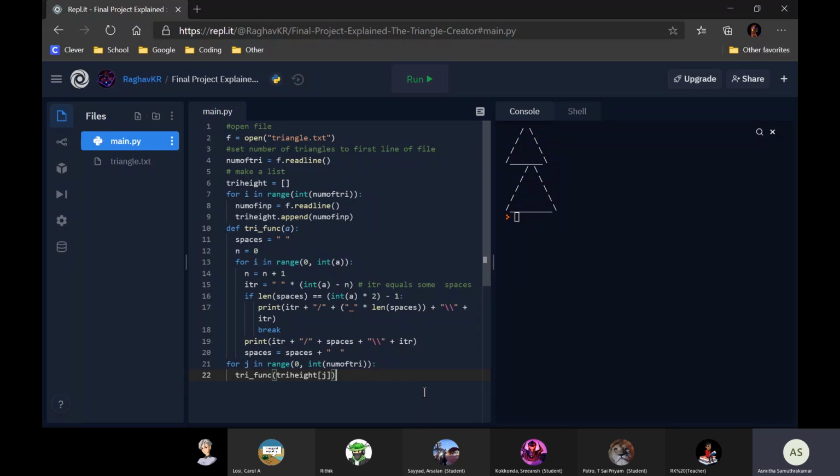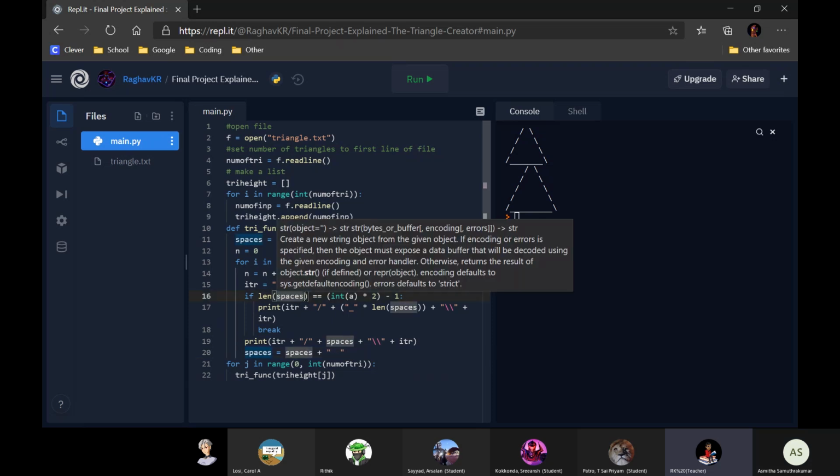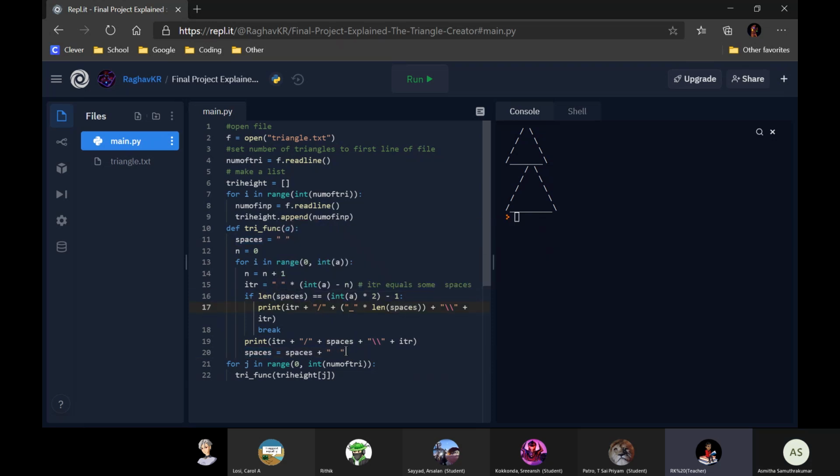So it counts the string value or something? Yeah, and spaces is not always going to be 1. If it was just the length of a space, I could have just put 1, right? But it's not always going to be 1 because every time we do the function, at the end, spaces equals spaces plus 2 spaces, so that the spaces increase in each triangle. Did you see that? Yep. That's why we used len.